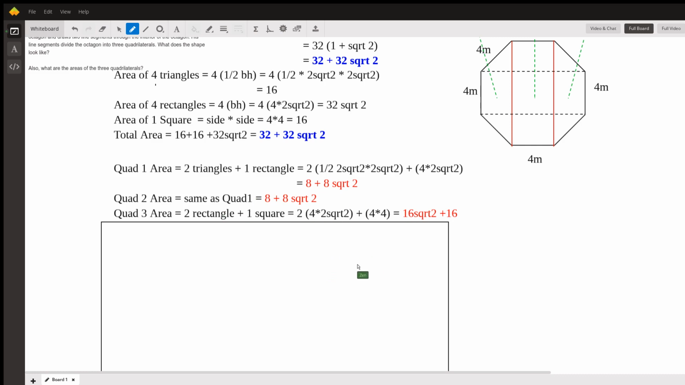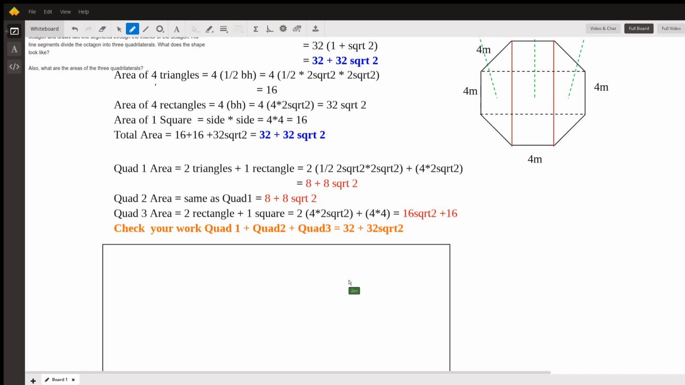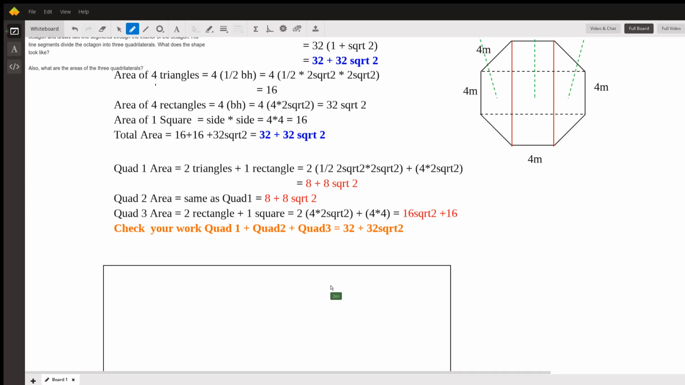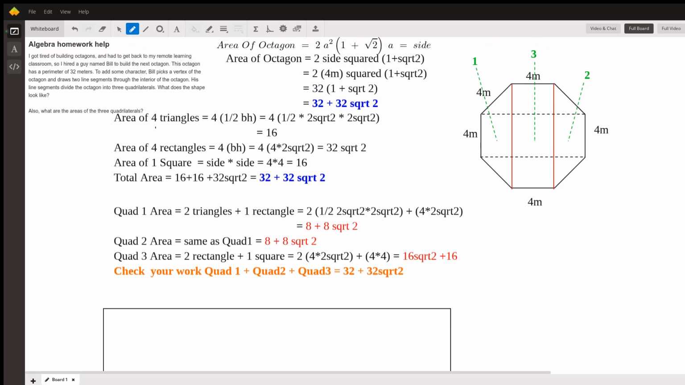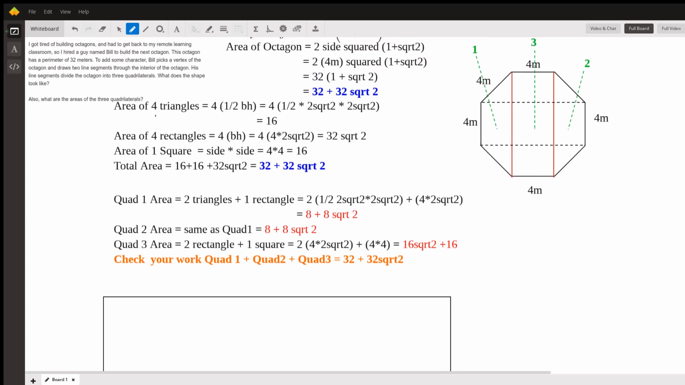When you add all of those up, the area equals 32 plus 32 square roots of 2, which we found at the beginning using the area of an octagon. So we just confirmed the 3 quad areas, you're checking your work, equals the final area of the octagon. And so that's it in a nutshell. In 4.5 minutes, we were able to go through that, but it took longer than that to prepare, but enjoy. So you can see the 3 areas and how they're computed.